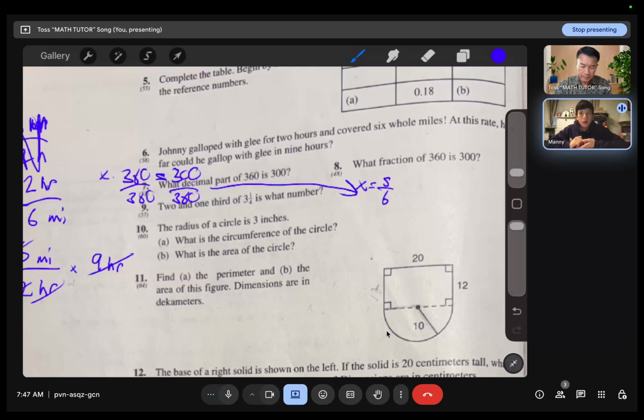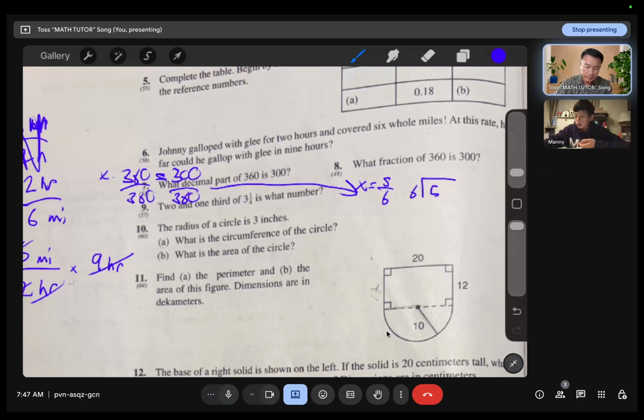Divide 5 into 6, right? Like you do long division. 5 divided by 6, because you need the decimal form, right? Okay. Yeah. Okay, you got it.